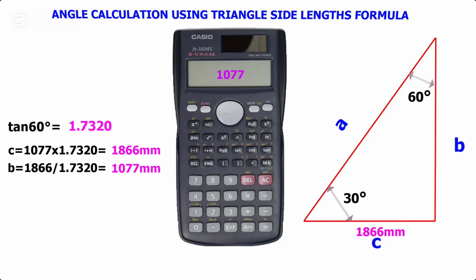Okay, so we have already calculated this right triangle by using the cosine, sin, and the tangent.